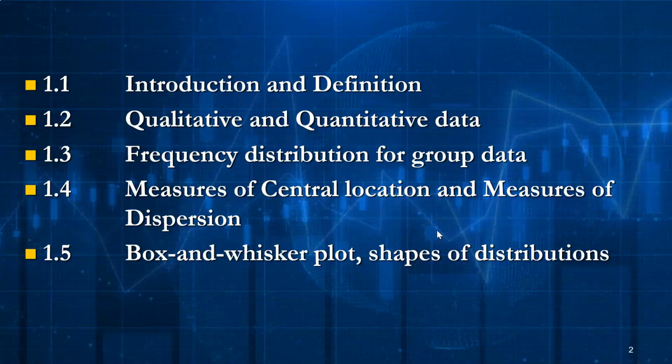So in this chapter we will cover 5 subtopics. The first one is introduction and definition. Second one will be qualitative and quantitative data. The third one will be frequency distribution for group data. And the fourth one will be measures of central location and also measures of dispersion. And the last one will be box and whisker plot and shapes of distributions.